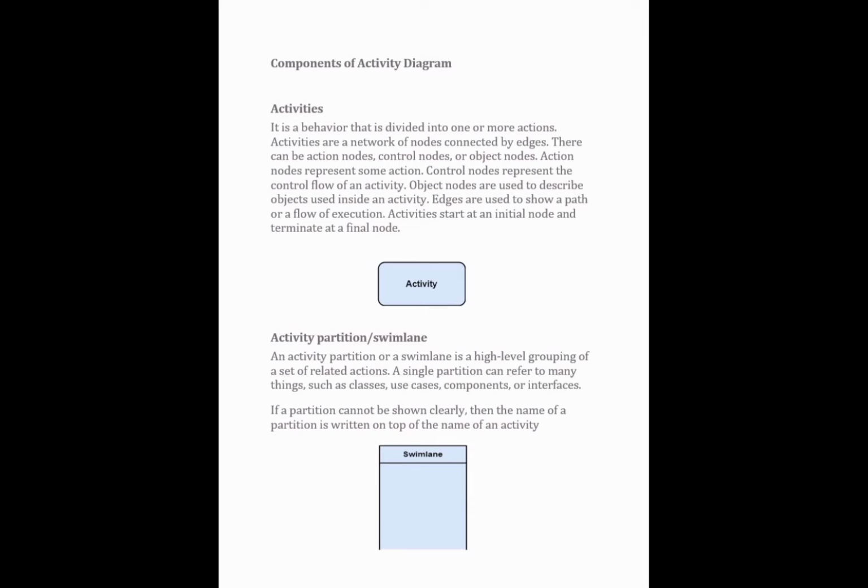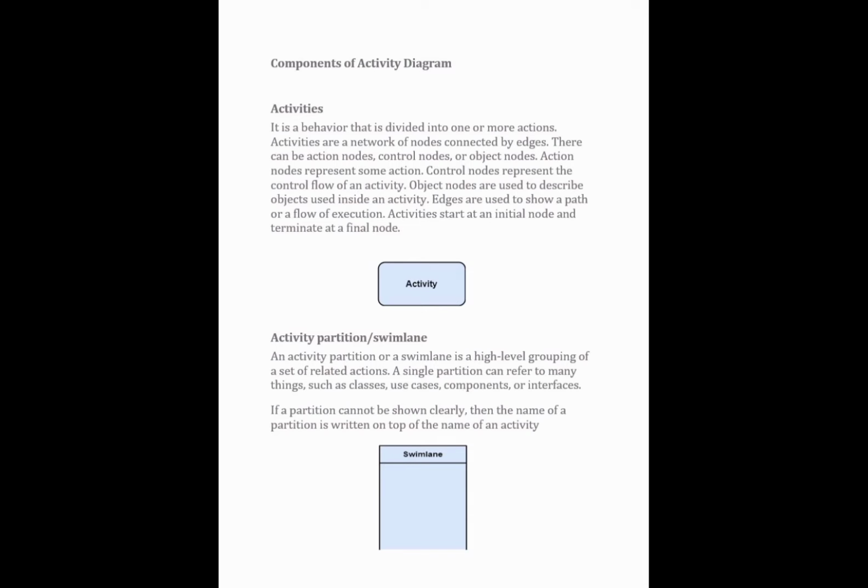First one is activities. It is a behavior that is divided into one or more actions. Activities are a network of nodes connected by edges. There can be action nodes, control nodes, or object nodes. Action nodes represent some action. Control nodes represent the control flow of an activity. Object nodes are used to describe objects used inside an activity. Edges are used to show the path of the flow of execution. Activities start at an initial node and terminate at a final node.